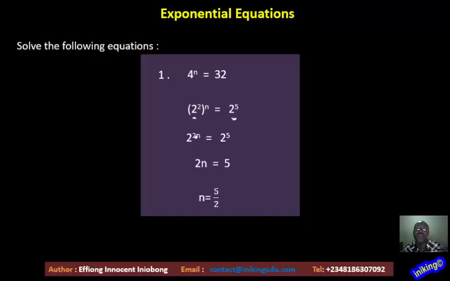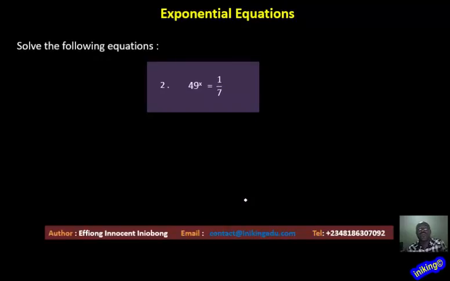Multiply 2 by n, we have 2n, and here we have 2 raised to the power 5. Now both sides are equal, therefore their exponents must also be equal, and 2n is equal to what? Is equal to 5, and we solve that our n is what? Is 5/2. I'm sure that is not too difficult to understand. Let's advance.